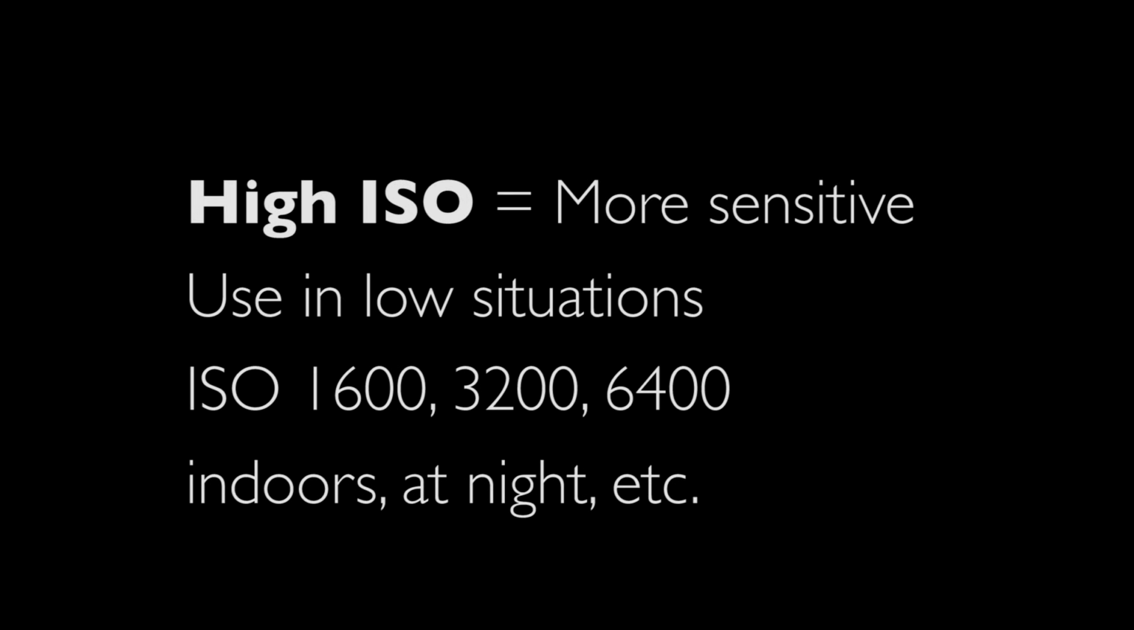Next step is to set the ISO. It represents how sensitive the camera is to light. The higher the ISO, the more sensitive the camera becomes, which means you can shoot in darker situations or use faster shutter speeds, that kind of thing.